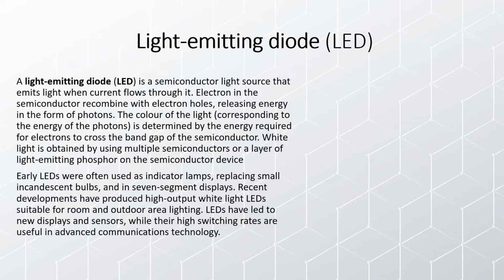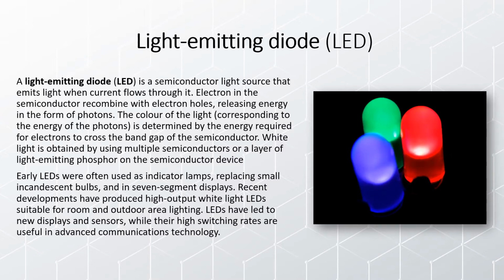In early days, LEDs were often used as indicator lamps, replacing some incandescent bulbs which produce a lot of heat. Nowadays they are also used in 7-segment displays. Recent developments have produced high output white light LEDs that are suitable for room and home lighting. LEDs have led to new displays and sensors, while their high switching rates are useful in advanced communication technology. There we see an image which consists of three colored LED bulbs: blue, green, and red.